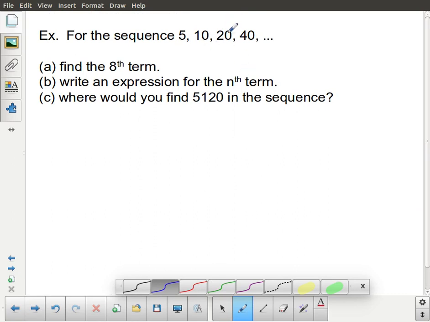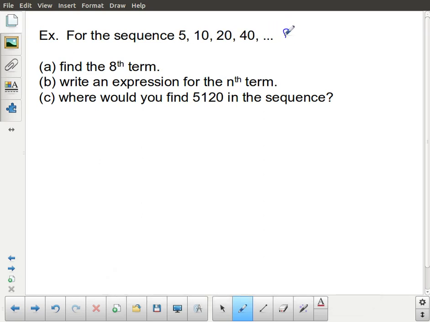We've got this sequence, 5, 10, 20, 40. Let's find the eighth term, and let's just do it manually. So what's the next term? Hopefully you can see that each time what's happening here is I'm doubling. So the next term will be 80, 160, 320, and 640.